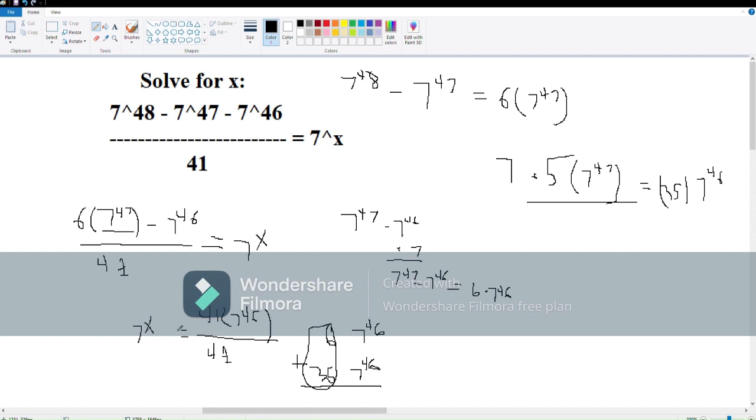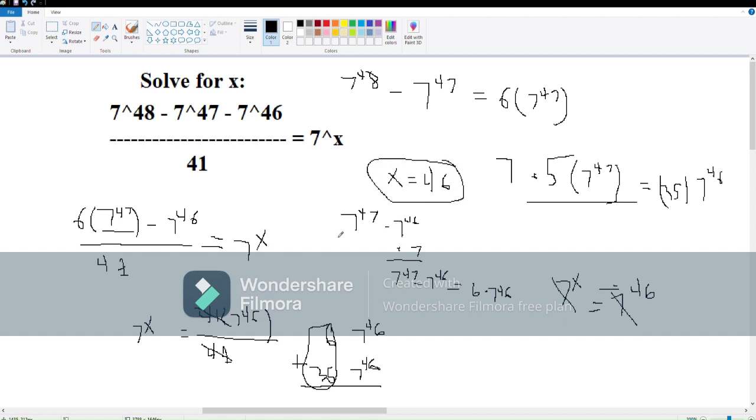Now we want to solve for x. So we can just cross out 41 on both sides, which leaves us with 7 to the x equal to 7 to the 46. And since we want to just solve for x here, we can just cross out the 7s and have x equal 46. And voila, there's our answer.